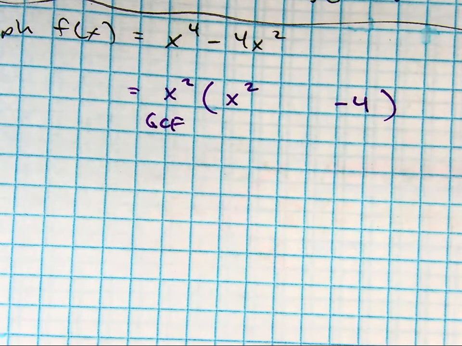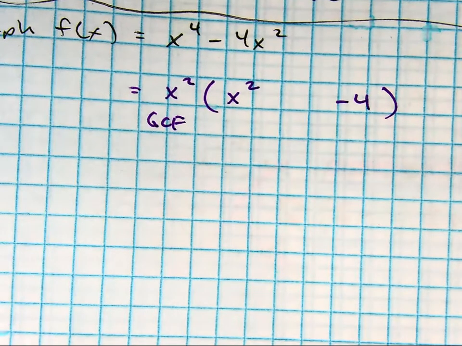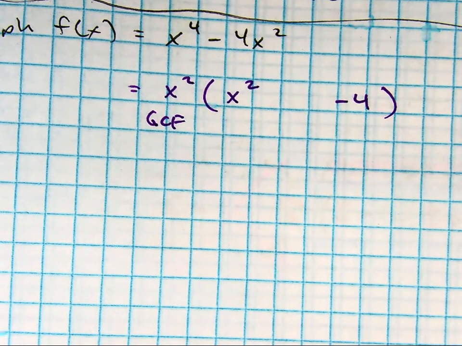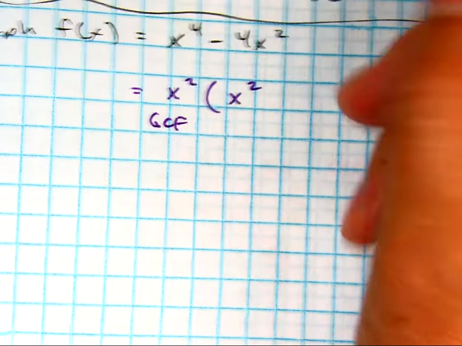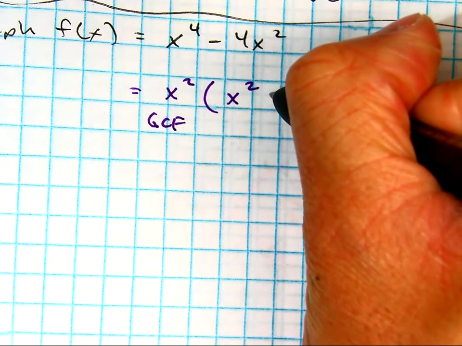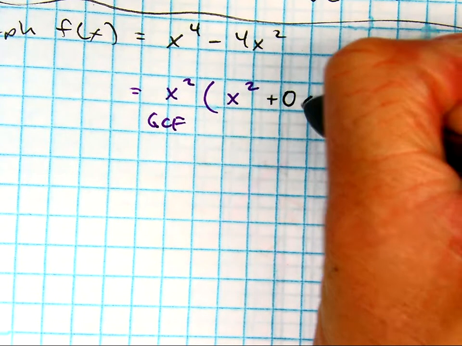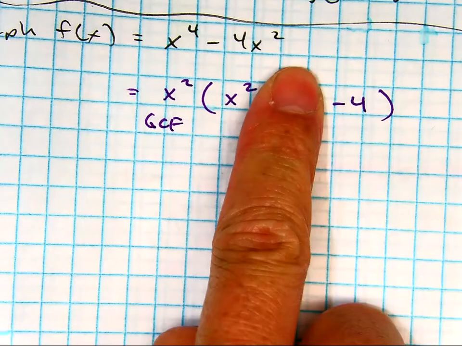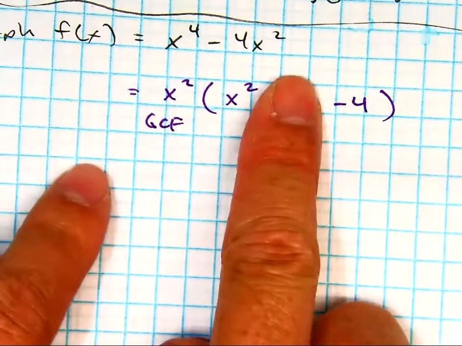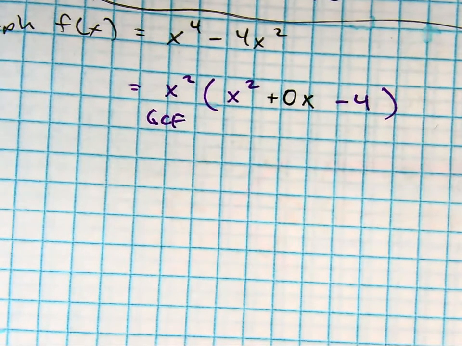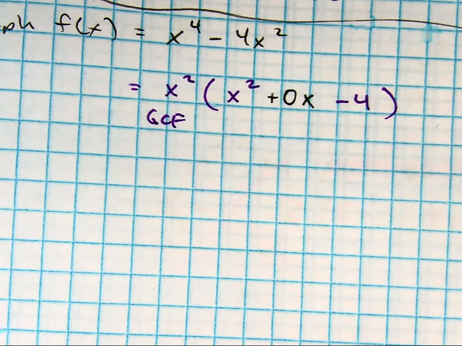John, why did I leave this big old blank right there? To use as a placeholder. So what are you going to put in there? 0 plus 0x. Now the reason why we do that is we're going from a binomial in the parentheses to a what? Trinomial.